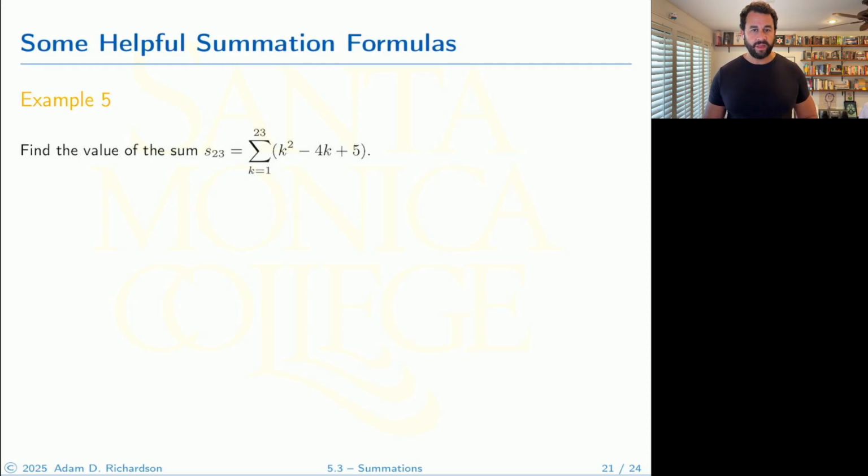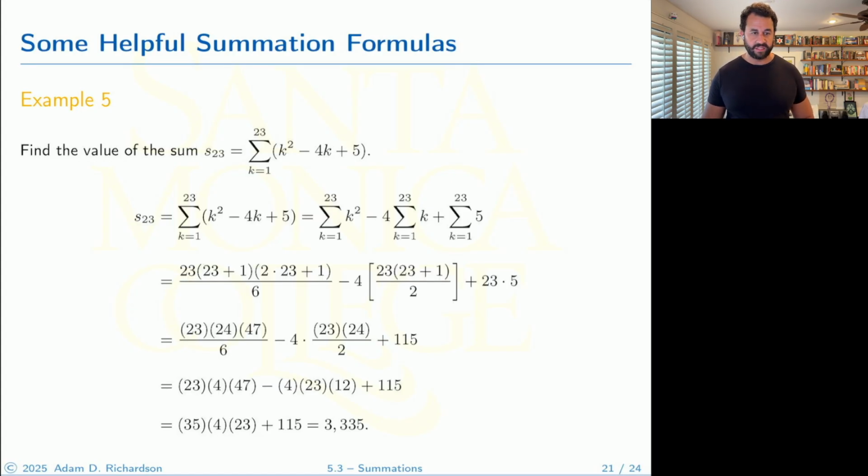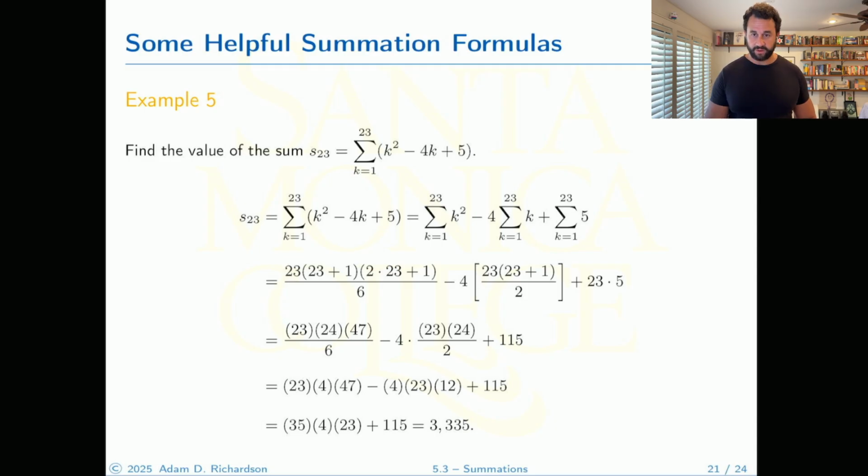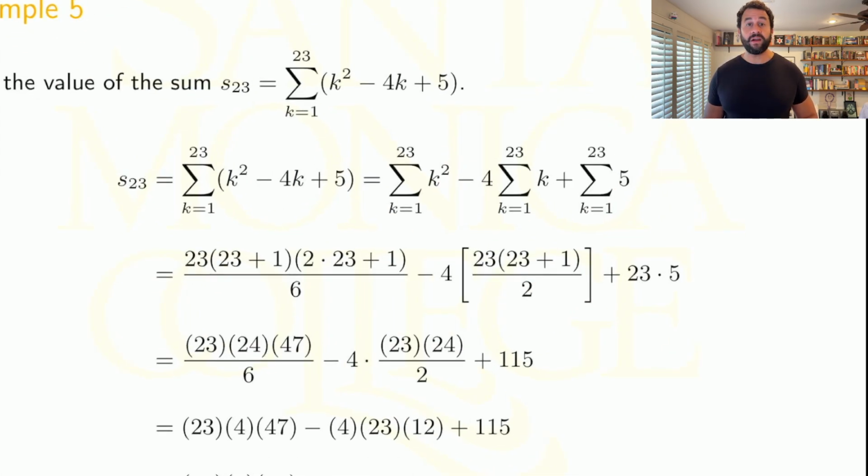Here we go. This one is a little more complicated. So maybe I'll zoom in on some of these pieces. The very first thing we can do is use those properties. We're adding up this expression from k equals 1 to 23. So the very first thing I'm going to do is use all of those properties. I'm going to split this into three separate sums and factor out constant multiples. And here's what we get. This is going to be equal to this sum minus 4 times this sum plus this sum.